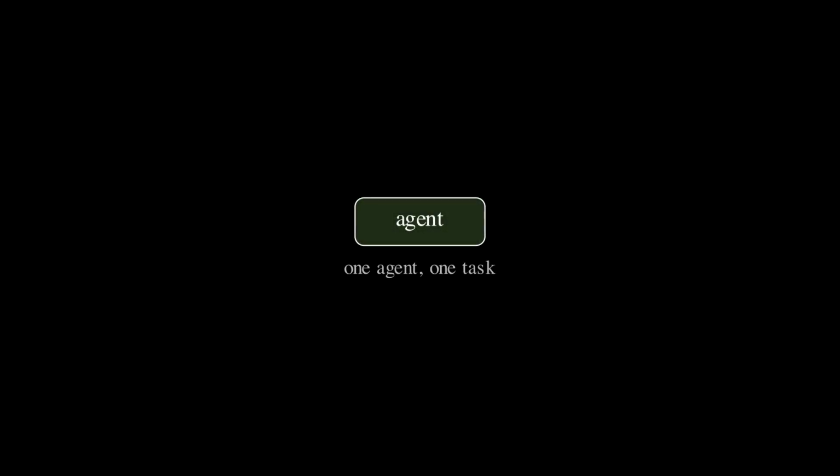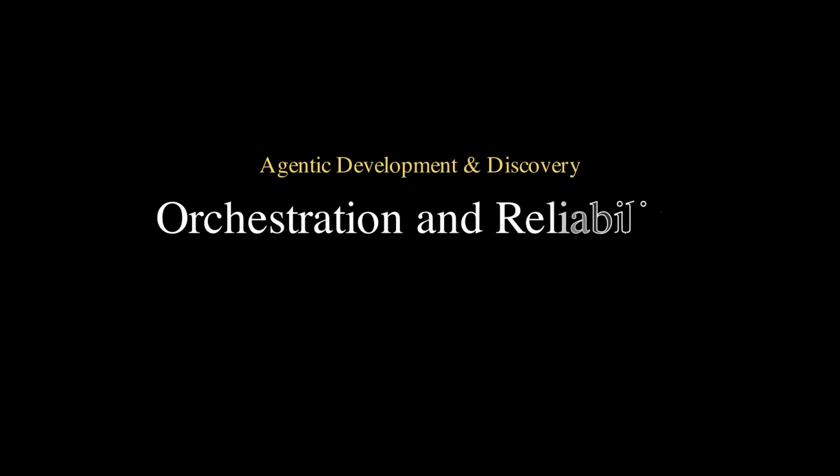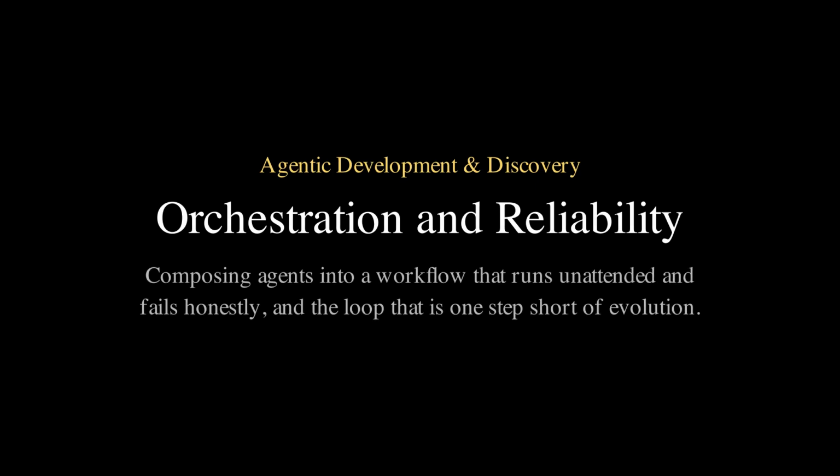A single agent on a single task is the simple case. Real research asks for more. Long, multi-step computations, one agent checking another's work, hours of unattended running, and honest reporting when something breaks. Orchestration is the practice of composing agents and operations into a workflow you can trust. This video assembles that workflow and shows that the loop it builds is one ingredient short of evolution.